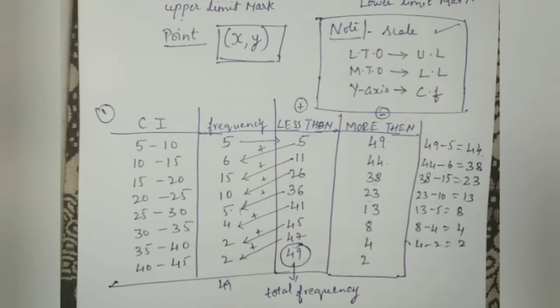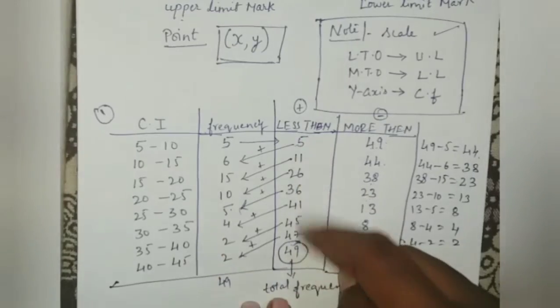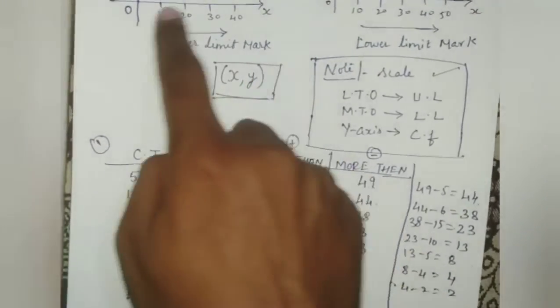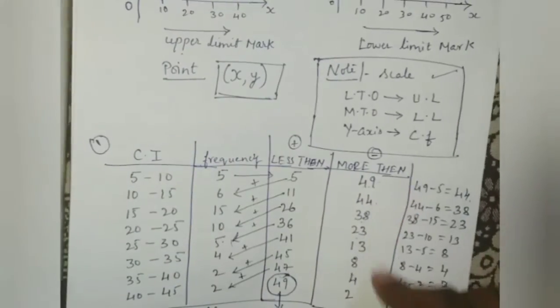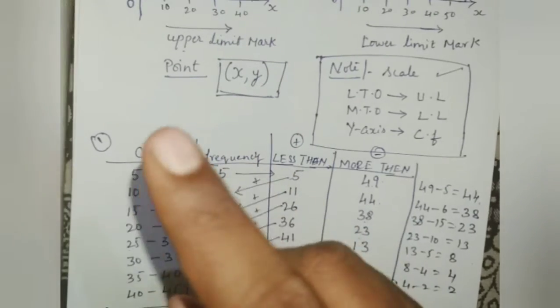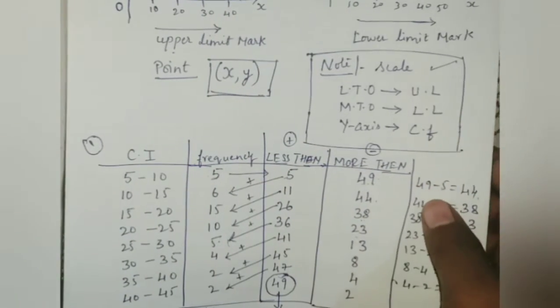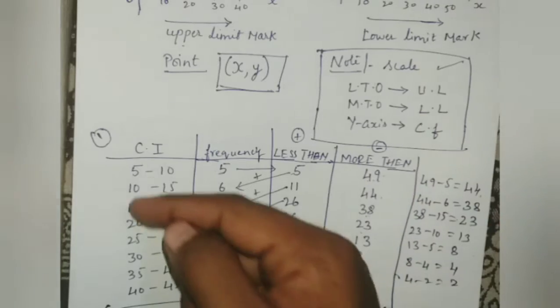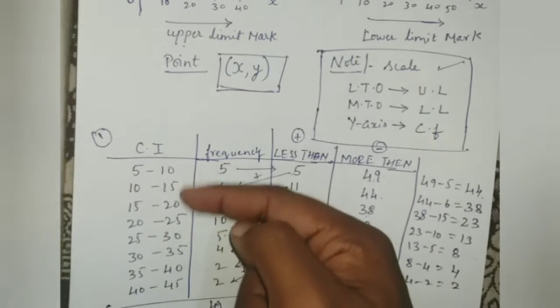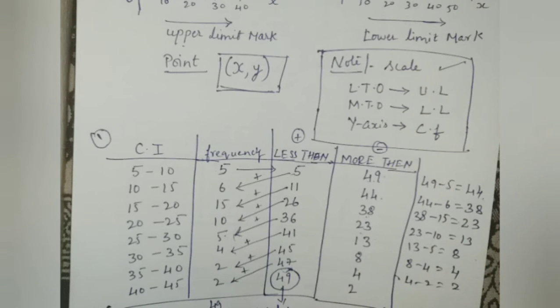Now I got the values of less than and more than. So I need to plot a graph. Got it? I need to plot a graph. I told you for less than, we consider upper limits. For more than, we consider lower limits. So in this question, you people know which is the upper limit and which is the lower limit. This row is called lower limits and this row is called upper limits.